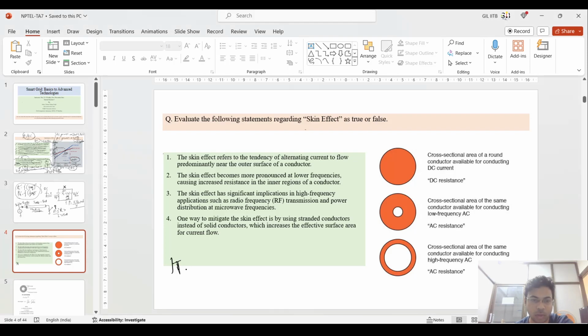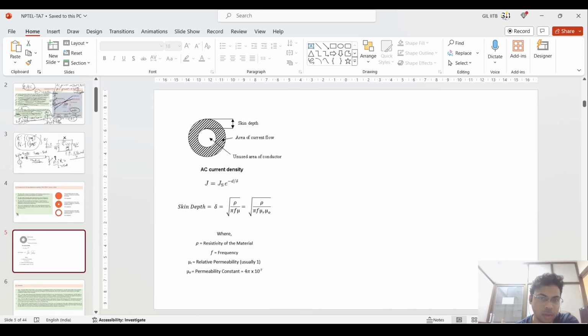Okay, let me solve this question. Before moving to this answer part, let me explain this skin effect.